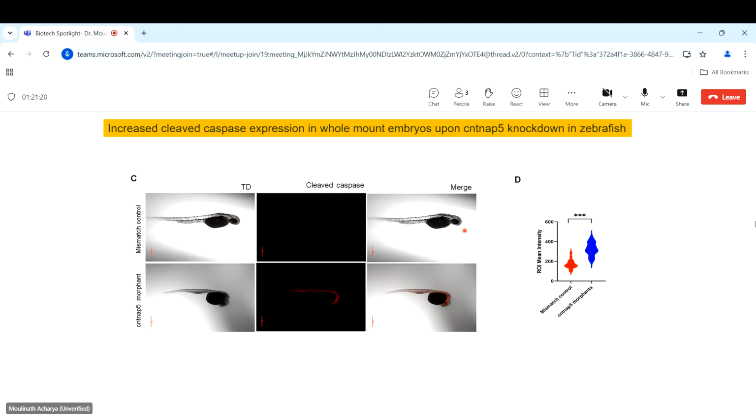So we have done cleaved caspase. Cleaved caspase is a marker for apoptosis, and we have used whole mount embryos to look at its expression. If you see this data, the mismatch controls and the morphants look very similar, but the apoptosis is much higher all throughout the body in the morphants. And if you look closely, it is much higher in the eye and the brain region, which is also significant from this data.